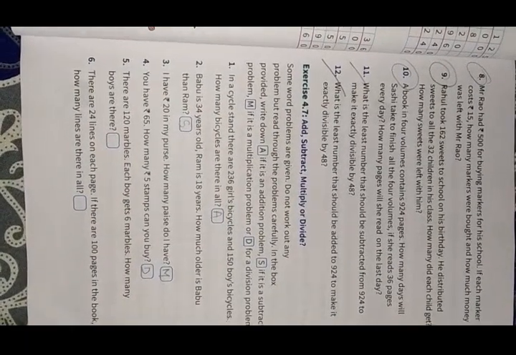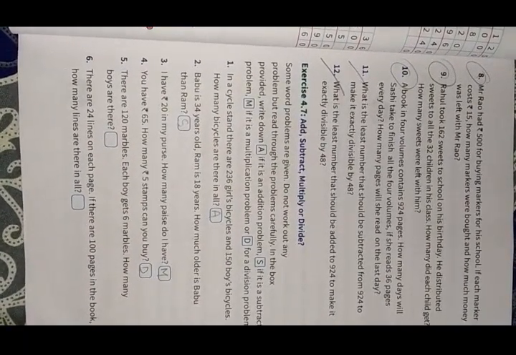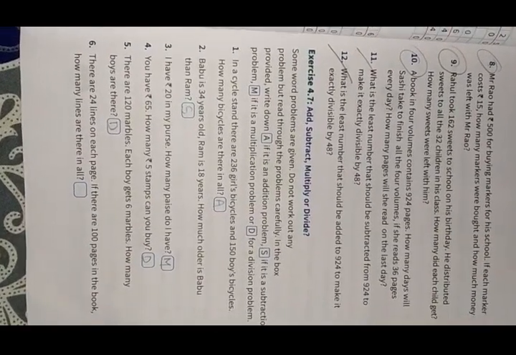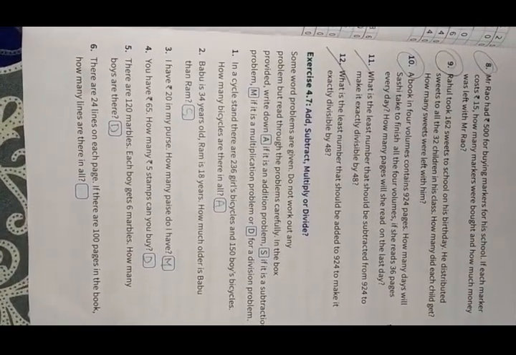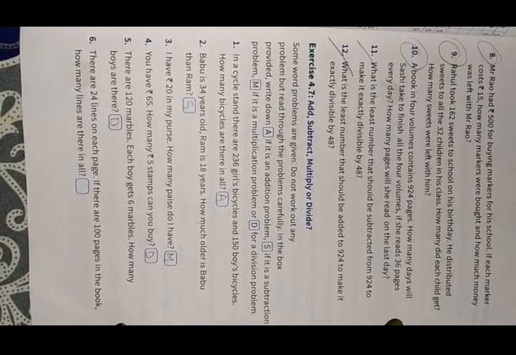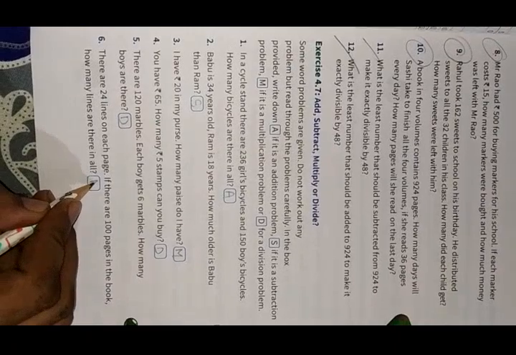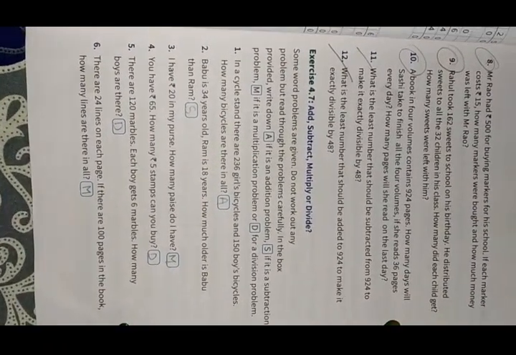There are 120 marbles. Each boy gets 6 marbles. How many boys are there? We are distributing 120 marbles among boys, so we are dividing the marbles, so we will use divide. There are 24 lines in each page. If there are 100 pages in a book, how many lines are there in all? One page contains 24 lines and there are 100 pages, so we have to multiply to find the total number of lines. Okay, thank you.